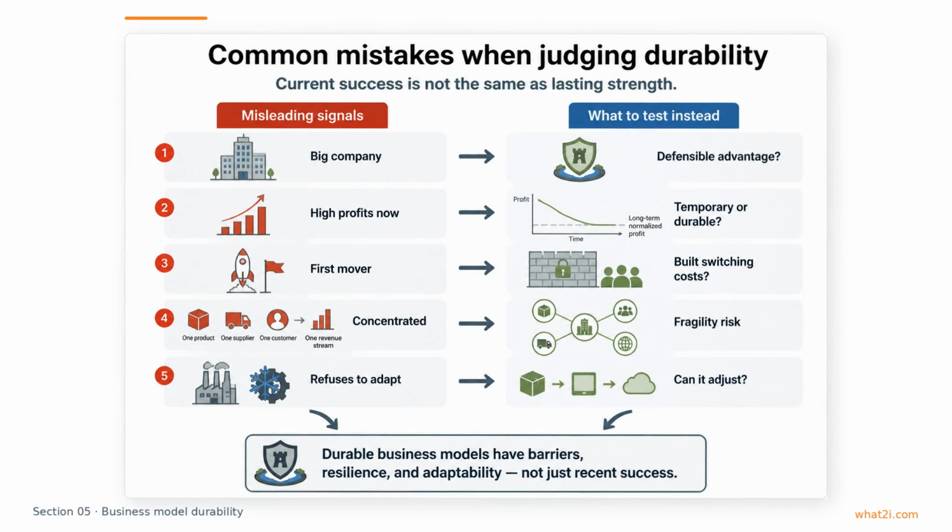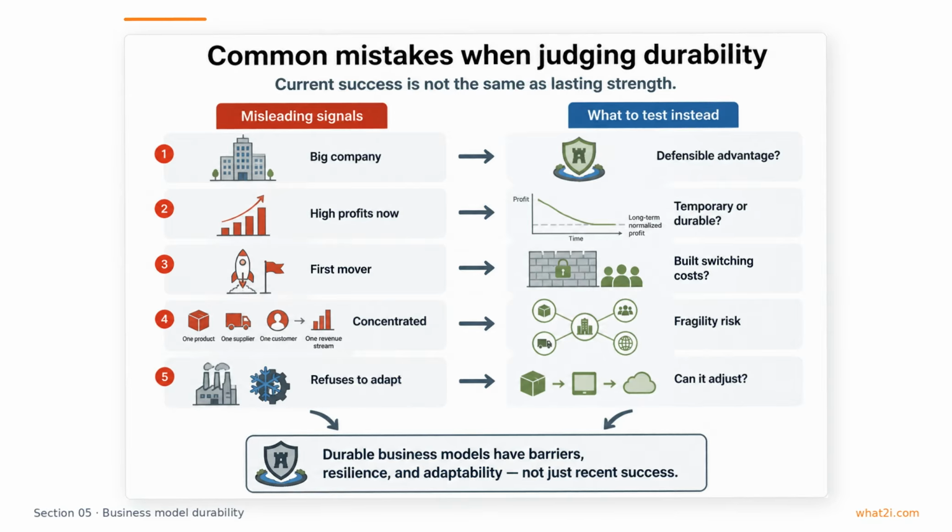Many mistakes in judging durability come from confusing current success with lasting strength. Size alone does not create protection if customers can leave easily or competitors can copy the model. High profits may simply reflect favorable temporary conditions rather than a real long-term advantage. First mover status can disappear quickly if the company fails to build switching costs, network effects, or some other barrier. Concentration risk is another common blind spot, because dependence on one supplier, one product, or one customer can create hidden fragility. Good analysis asks what truly protects the business and whether management is adapting to keep that protection relevant.